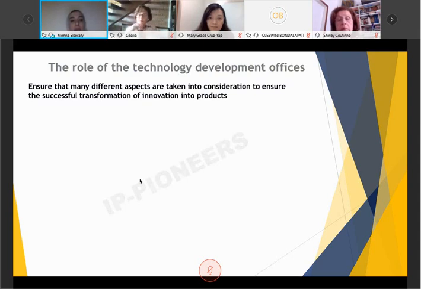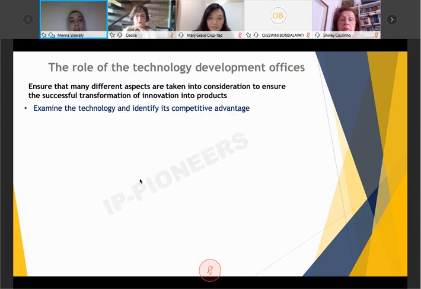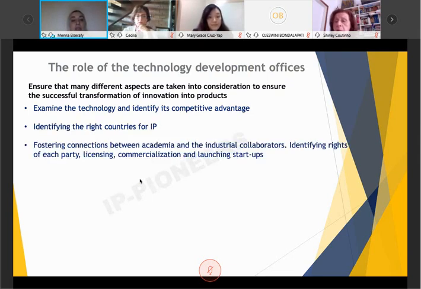And okay, so the role of the technology development offices. They should exist in every university and make sure that certain aspects are taken into consideration to transform an innovation into a product. What they do is examine the technology and identify its competitive advantage. They identify the right countries for IP. They foster connections between academia and industrial collaborators.